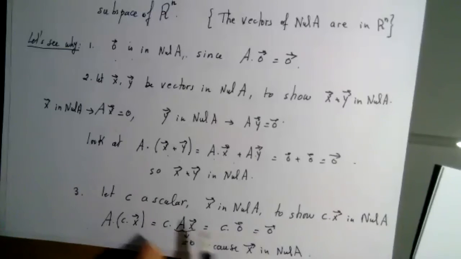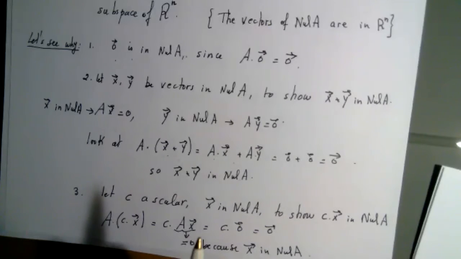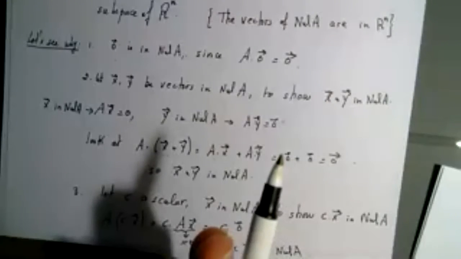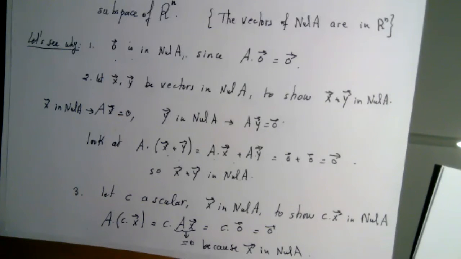So what does this tell you? If you have a vector and you're solving Ax equal to 0, so you have a homogeneous system, and you have one solution, then this is telling you if you scale your solution, you get another solution of the homogeneous system.